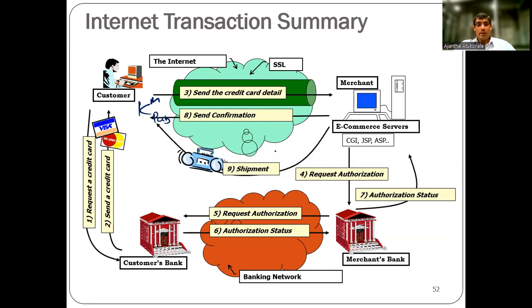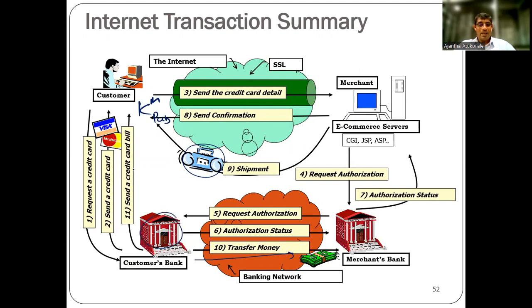Of course, if you buy something like this, you can't send it through the internet. It will be shipped, right? But the whole transaction is over. After that, once you get the goods, the money will be transferred. The bank needs the money, so the bank will send you a bill, and of course you have to settle that. That's basically the whole process.